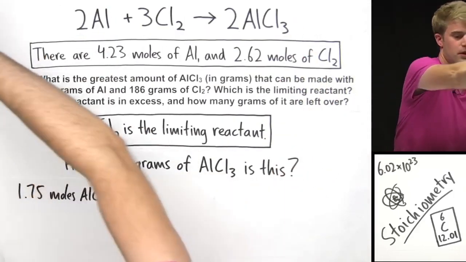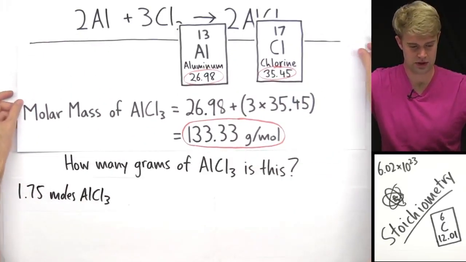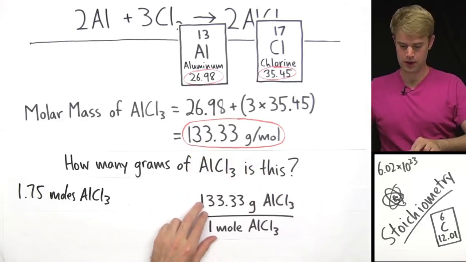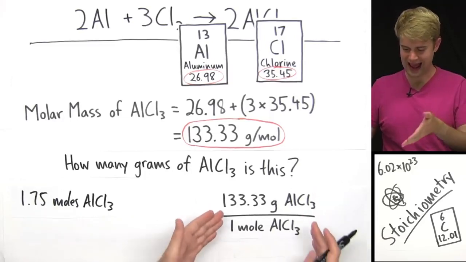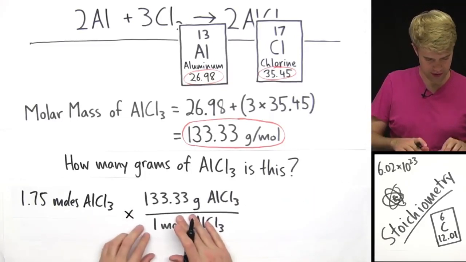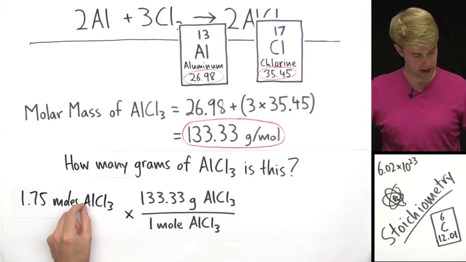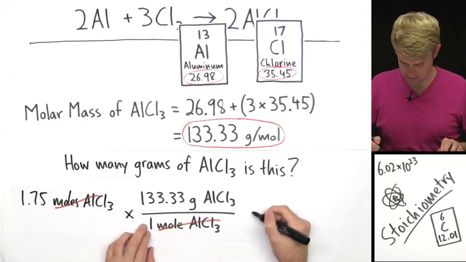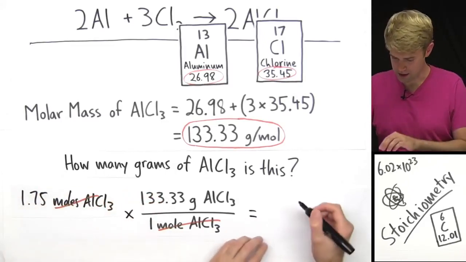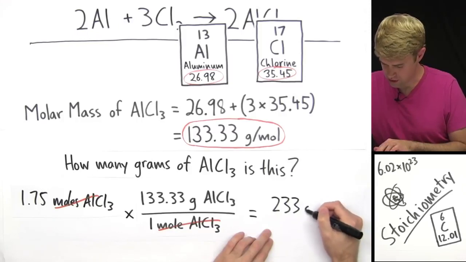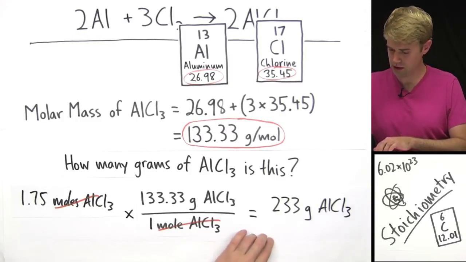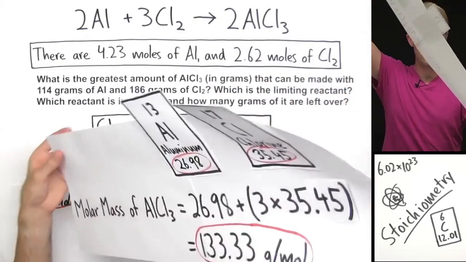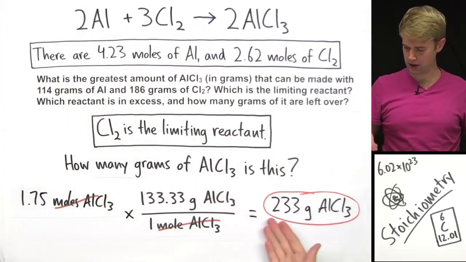In order to do that, we're going to need the molar mass of AlCl3, 133.33 grams per mole. We can express it as a conversion factor. And just as is, we can use this conversion factor to multiply by this because I have moles AlCl3 on top here, moles AlCl3 down here. So they cancel out just the way that conversion factor was written. And I do this times this divided by this, which is going to give me 233 grams of AlCl3. Okay, so that is the first part of our question, which asked us the greatest amount of AlCl3 that we could make. All right, so it's this.